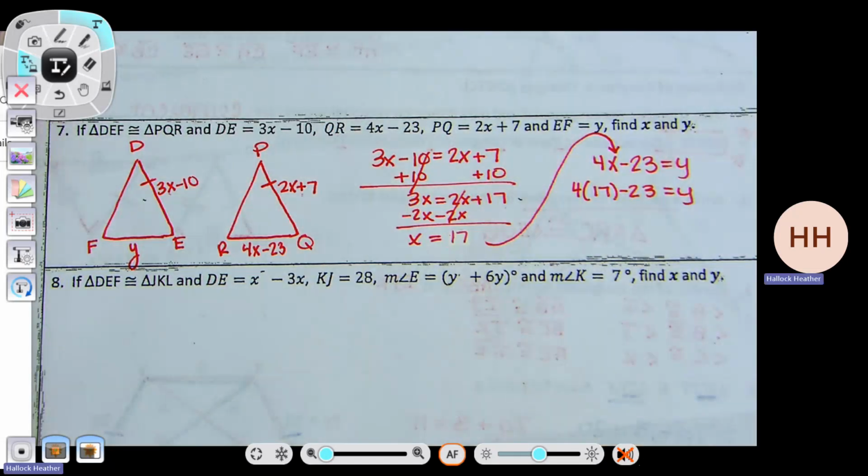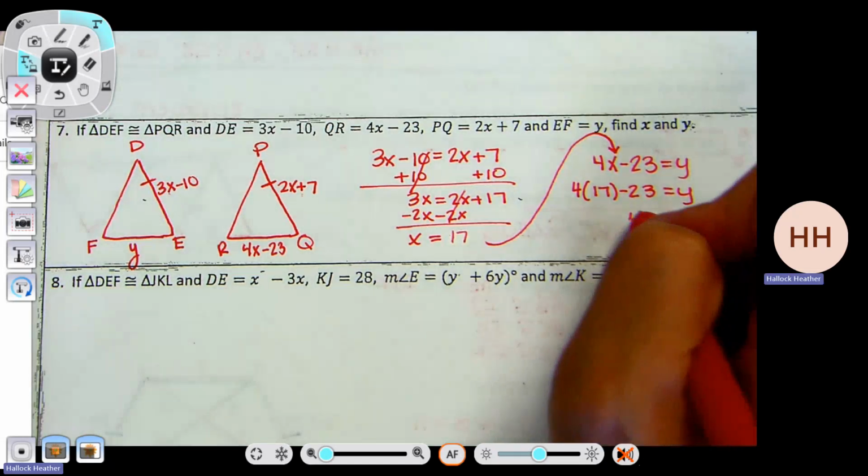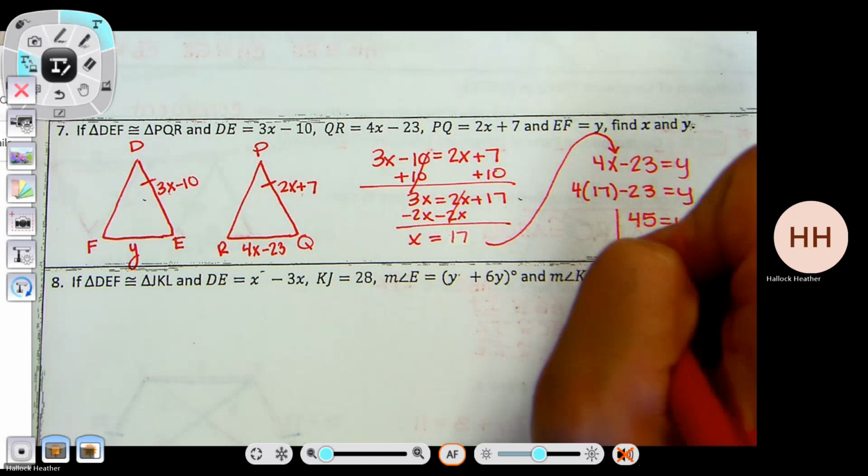So what do you end up with? 45. Think to yourself.